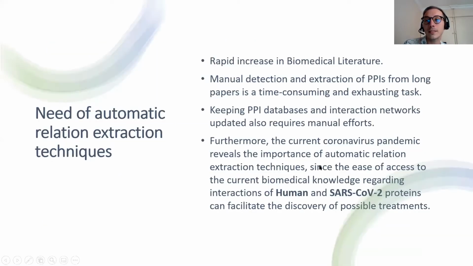With the rapid increase in the biomedical literature, manual detection and extraction of PPIs from long biomedical papers is a time-consuming and exhausting task. Moreover, keeping PPI databases and interaction networks updated also requires manual effort. Therefore, there is a strong need for automatic relation extraction and NLP techniques in this domain. Furthermore, the current coronavirus pandemic reveals the importance of such automatic techniques, since easy access to current biomedical knowledge regarding interactions of human and SARS-CoV-2 proteins can help researchers discover possible treatments and drugs.